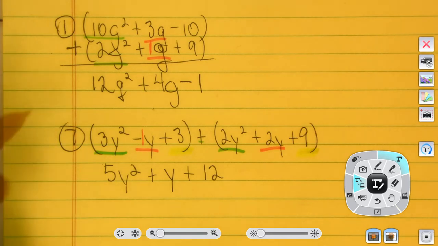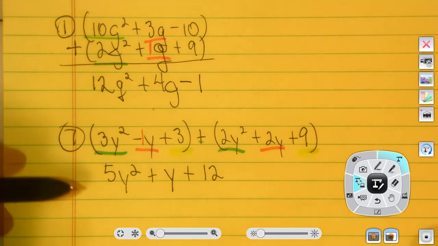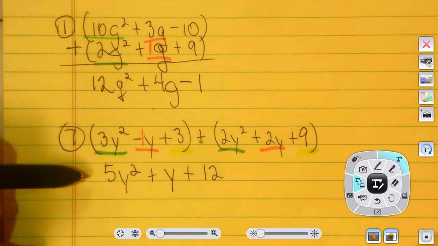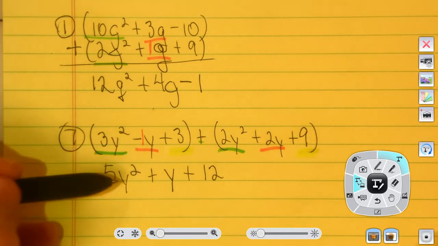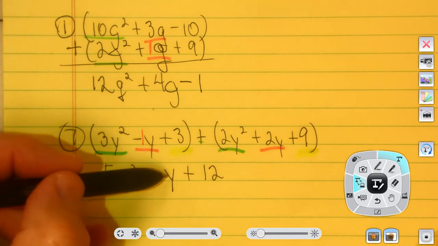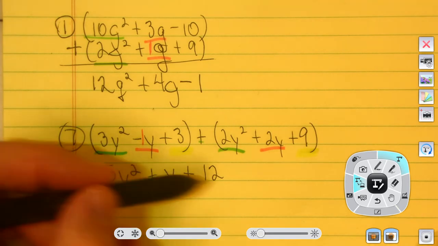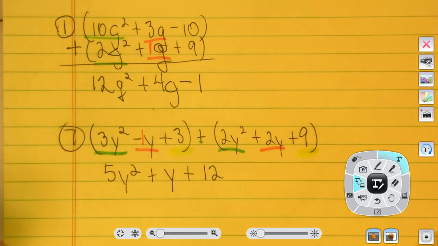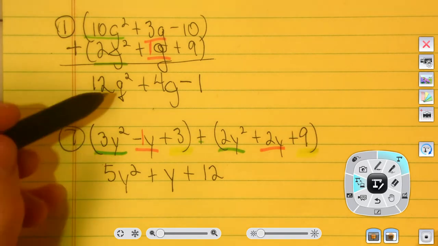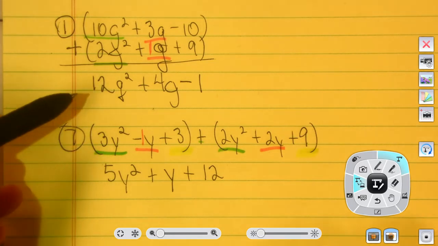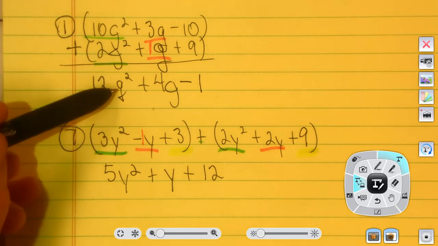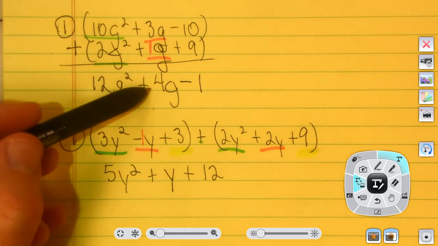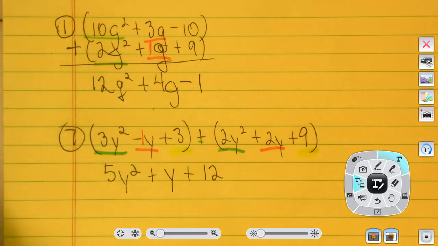It's important to note that I'm going to write this polynomial in standard form. In other words, the largest degree first. We talked about degree yesterday. This has a degree of 2. Y has a degree of 1, and a term without a variable has a degree of 0. So each time I'm going to write my answers in order of the degree. The highest degree will come first, followed by the next highest, and so on.